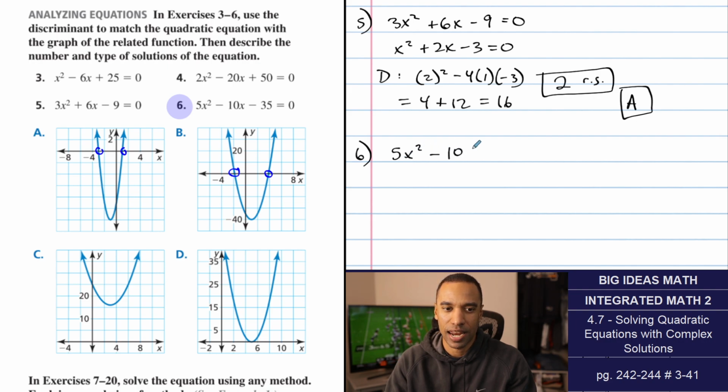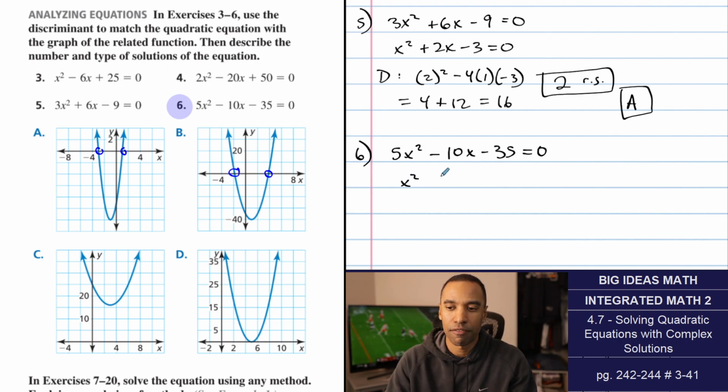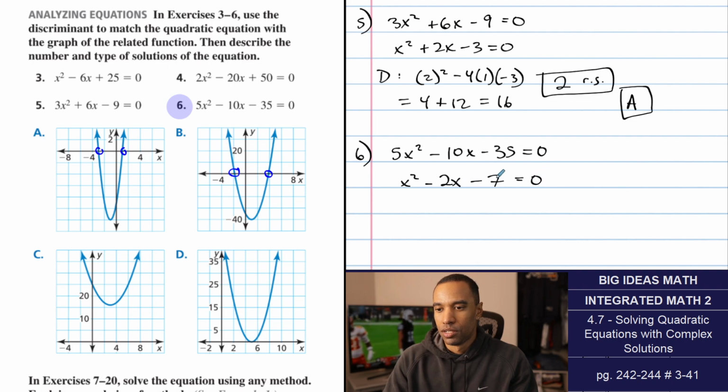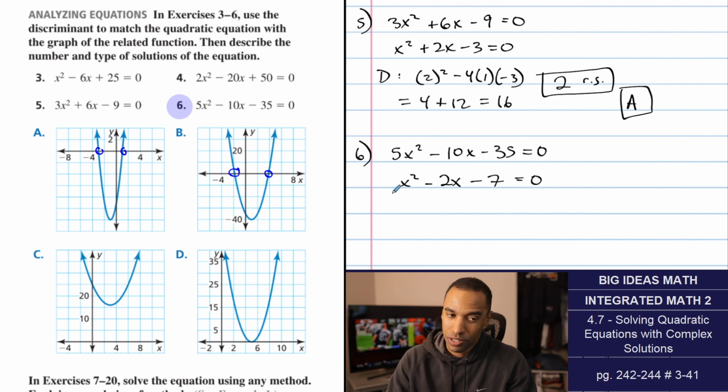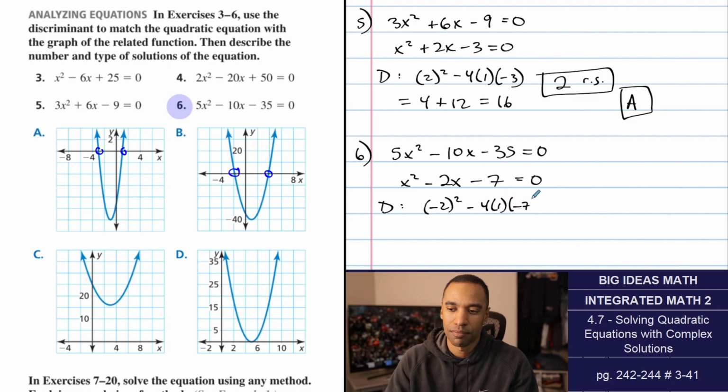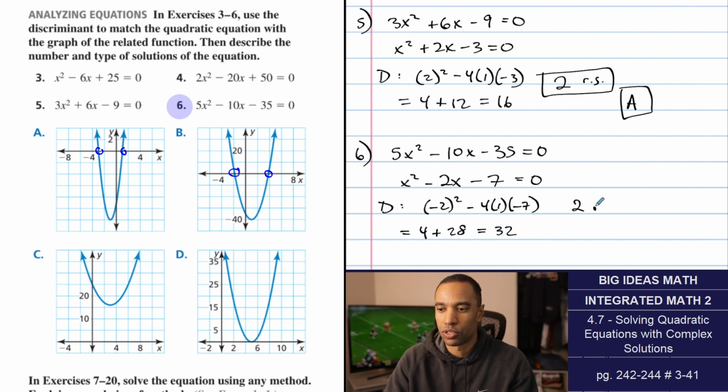5x squared minus 10x minus 35 equals 0. Also the greatest common factor of 5. Divide everything by 5. Let's get this thing started. Did you do that right? I believe so. It does not look factorable. Does not look to have a real solution. So we'll take a look at that. That is discriminant of b squared minus 4ac, which is 4 plus 28, which is 32. Now 32, 2 real solutions being a positive number. By process of elimination, also we can say this answer is B.